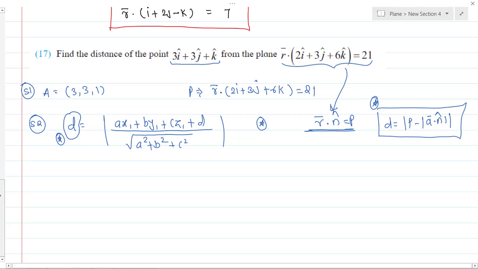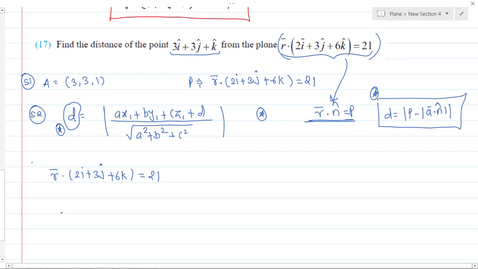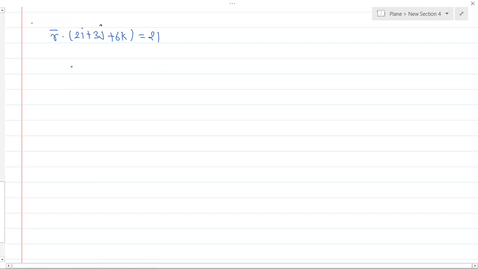Okay, perfect. So in this, our task is to convert this equation into Cartesian form, which is very simple, and which we have already seen. Okay, what is the given equation? It's r bar dot (2i plus 3j plus 6k) equal to 21. Convert into Cartesian form. So what will you get? I will get 2x plus 3y plus 6z minus 21 equal to 0. This becomes my Cartesian equation.